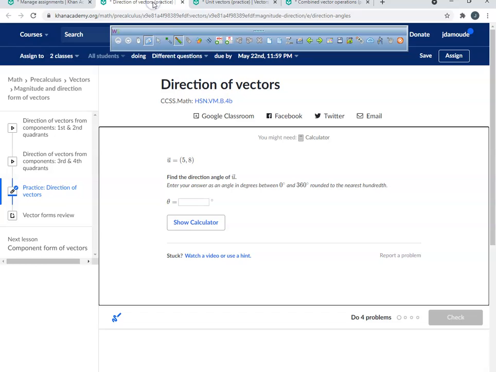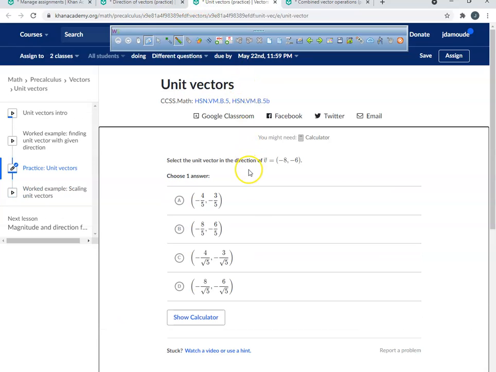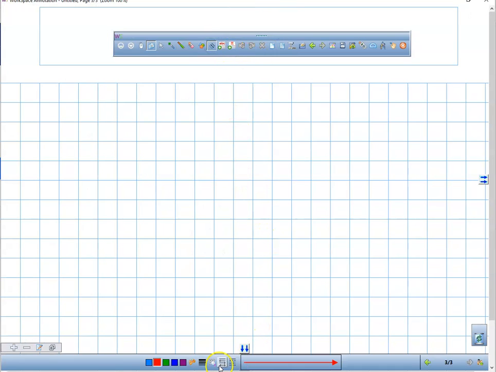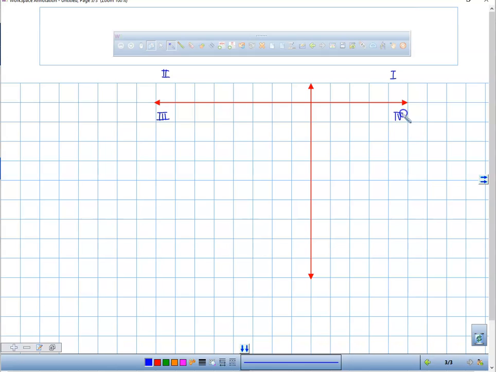Now, the next thing we're going to be doing is unit vectors. So now we're going to be getting into this thing called unit vectors. So all I'm going to do is remember the negative 8 and the negative 6. So I'm going to go to some graph paper here. All right, and all I'm going to do is make an x-axis and a y-axis. And if you're wondering why I drew it that way, this is going to be our quadrant 1. This is going to be our quadrant 2. This is quadrant 3. And this over here is quadrant 4.